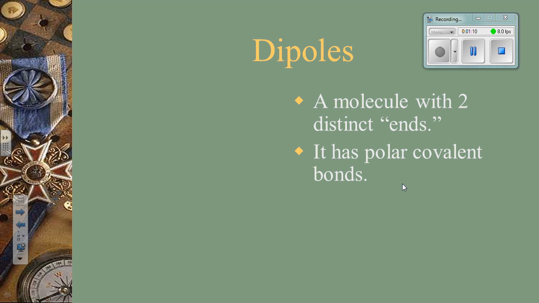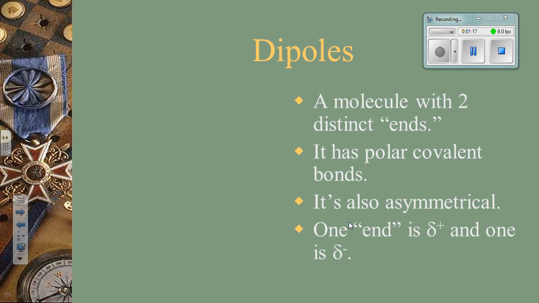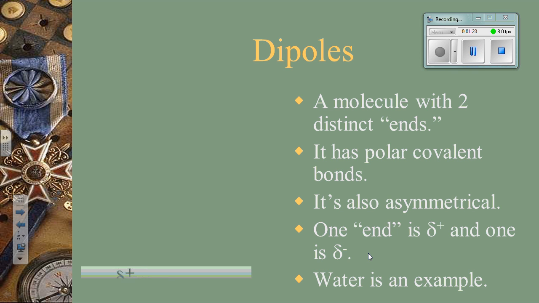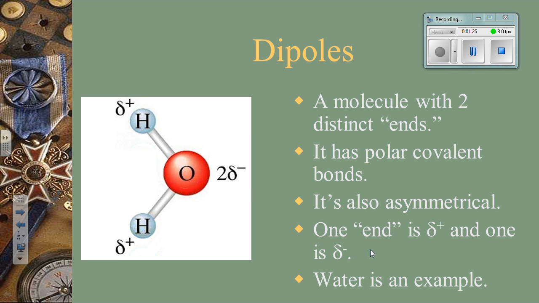So there have to be polar covalent bonds, and then there has to be an asymmetrical structure to the molecule. So one end of it has to be kind of positive, one end has to be kind of negative. An example of that is water. Here's a ball and stick structure for water. Water has the oxygen with two hydrogens. It is this bent shape.